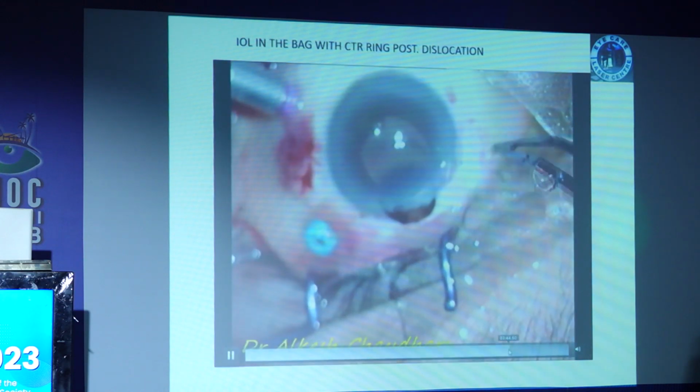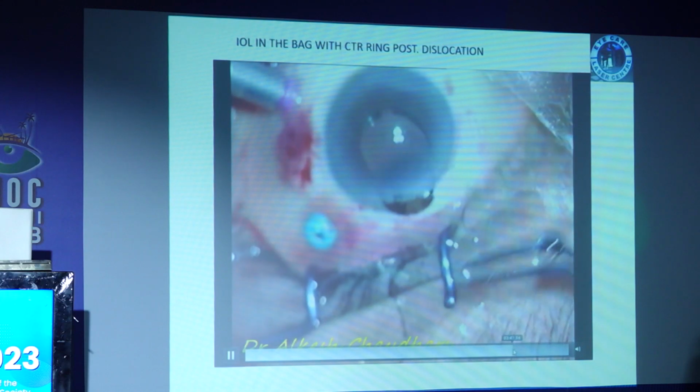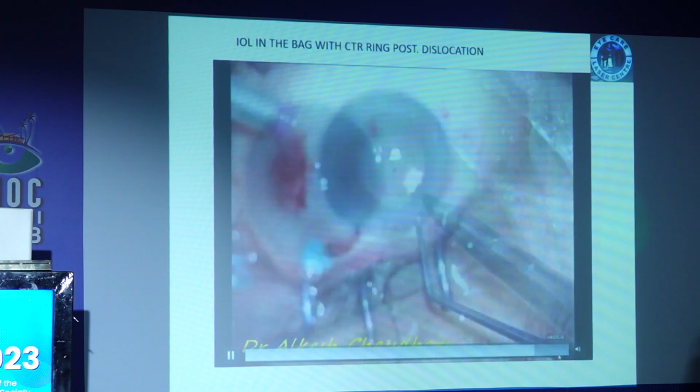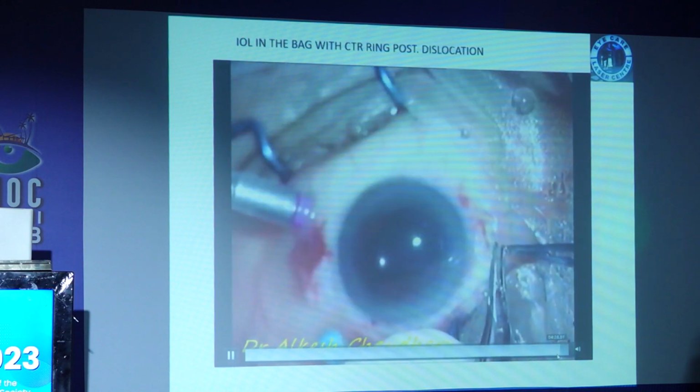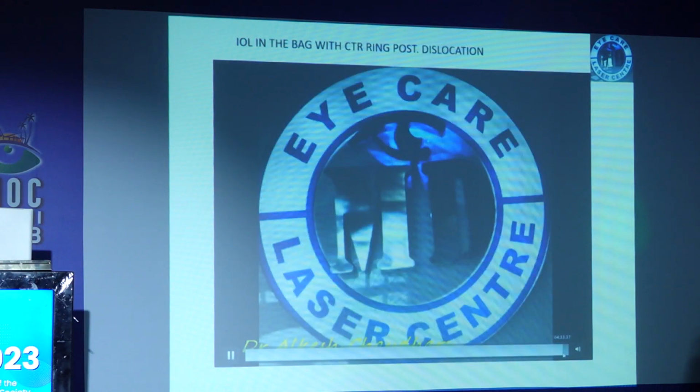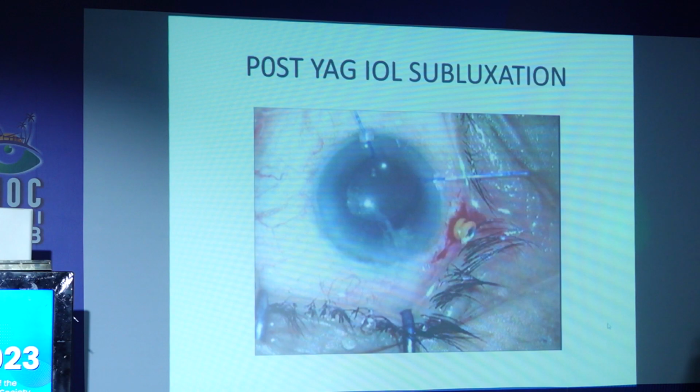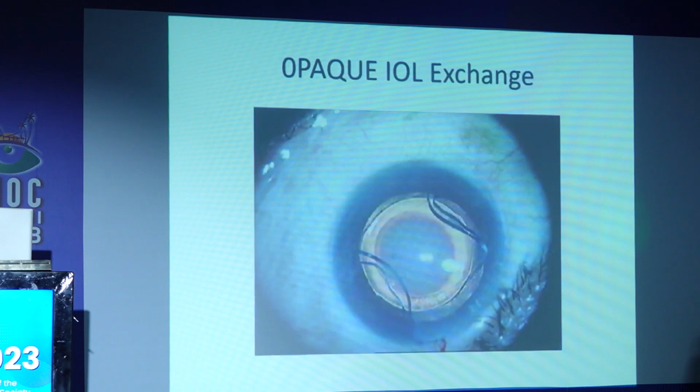I will not go into that detail. So just fixing the SF IOL, and you see a well centered IOL. And this patient post-operatively got 6/9 vision. And another IOL, an opaque IOL, you see is just folding on its own. So I removed this IOL so easily. It was so easy to remove this IOL.